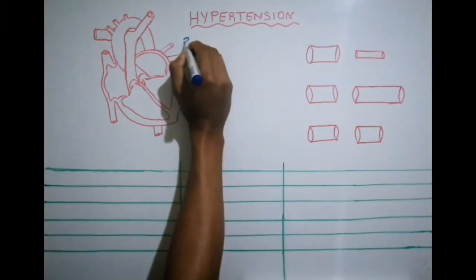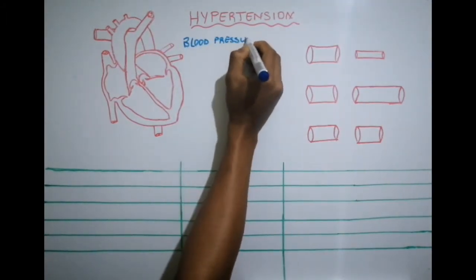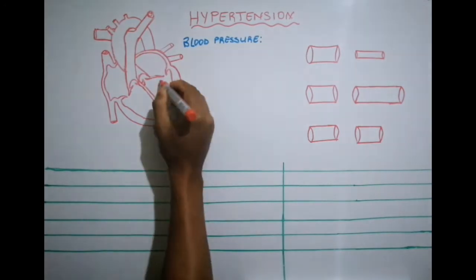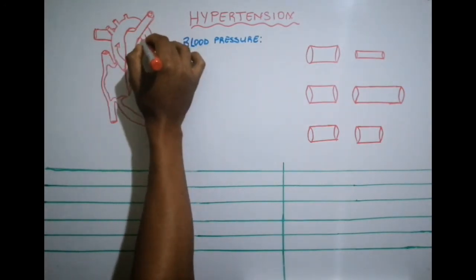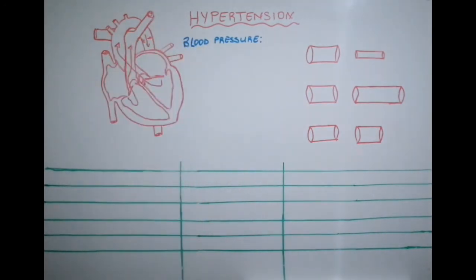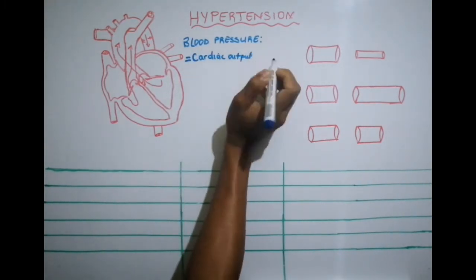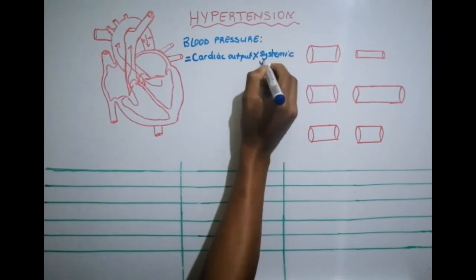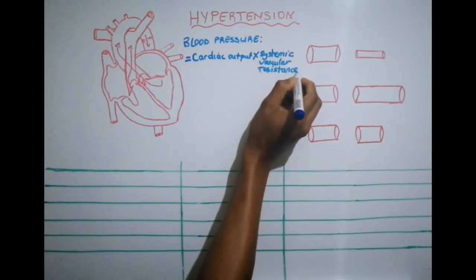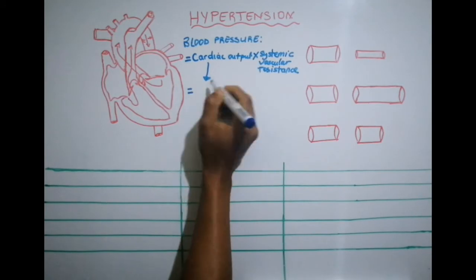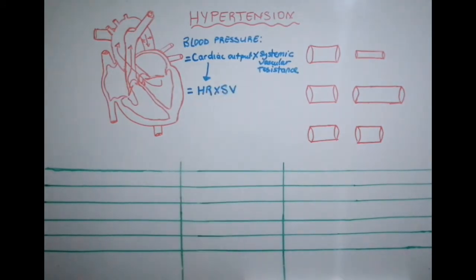To talk about hypertension, we must know what blood pressure is. Blood pressure refers to the pressure, the force exerted by the blood on the blood vessels, notably the artery. It is given by the formula cardiac output times systemic vascular resistance. The cardiac output is the product of heart rate and stroke volume.